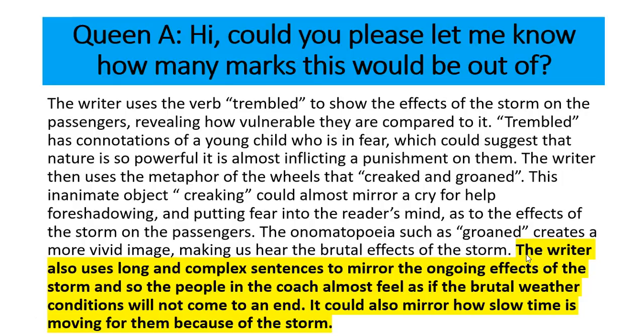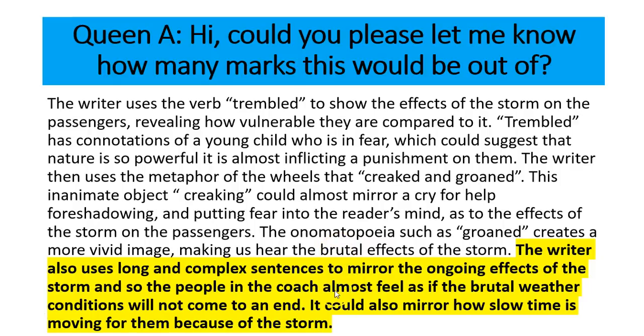Then we get to the comment on the sentence forms. The writer also uses long and complex sentences to mirror the ongoing effects of the storm, and so the people in the coach almost feel as if the brutal weather conditions will not come to an end. So this is a good answer because it takes the sentence form and it relates it to the overall meaning of the passage. So there's a point in having those complex sentences, which isn't a made-up point. It relates exactly to the brutal conditions that Queen A has spotted the writer is describing.